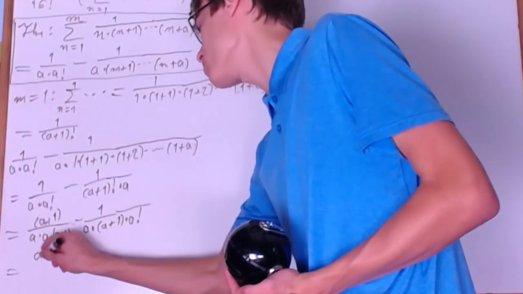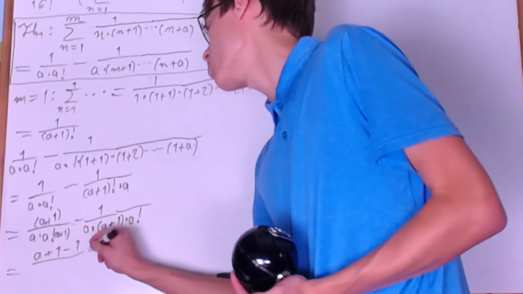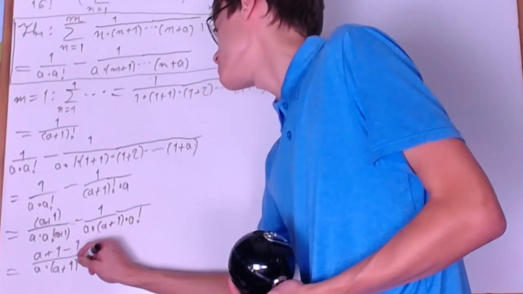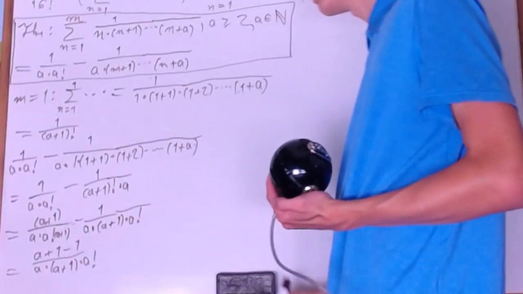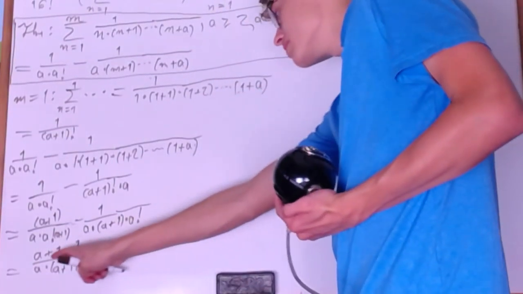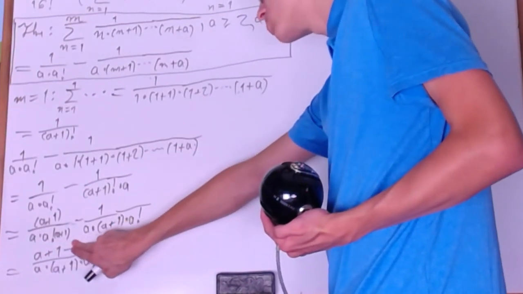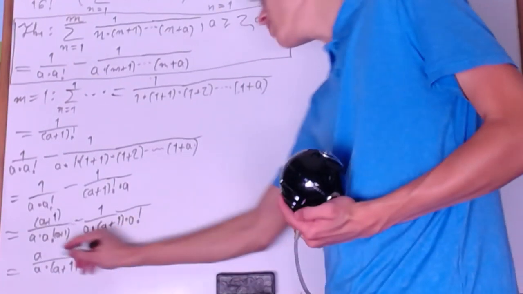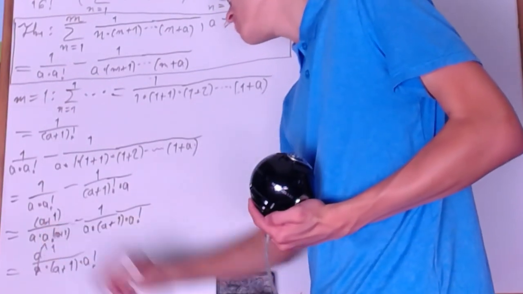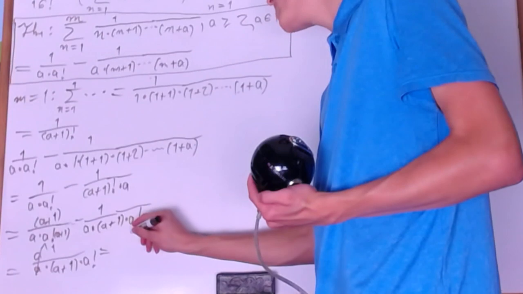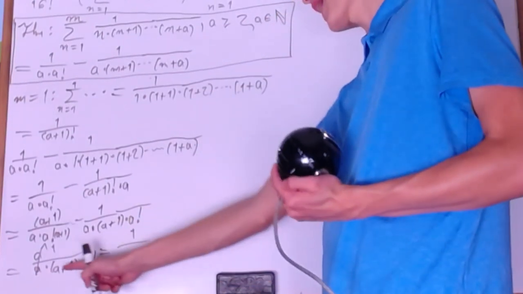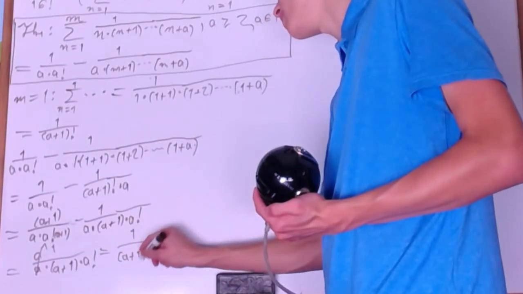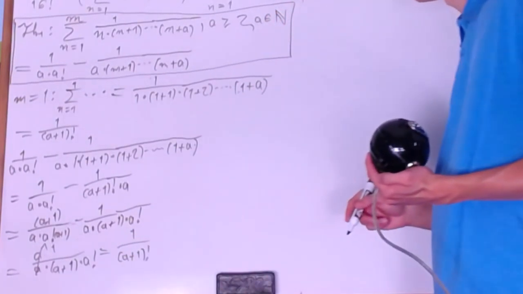So we'll have a plus 1 minus 1 over a times a plus 1 times a factorial. Now you can see a plus 1 minus 1 is just a. And then we have these two a's. Those cancel out to become just 1. And so we get out the other end 1 over a plus 1 times a factorial, which is just a plus 1 factorial.